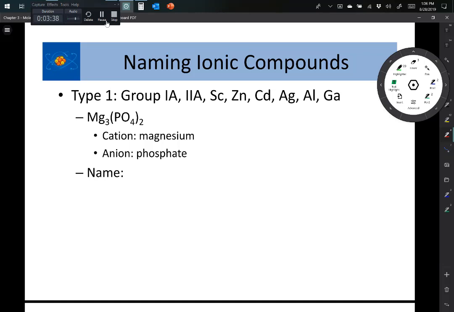So magnesium is group 2. Now, how do I know that's in group 2? I look at the periodic table, it's in group 2, and it's type 1 then. What's the anion? It's phosphate. So the name: magnesium phosphate. That's all you have to write. Oh, I left something out there, didn't I? I wrote magnesium phosphate. All right.